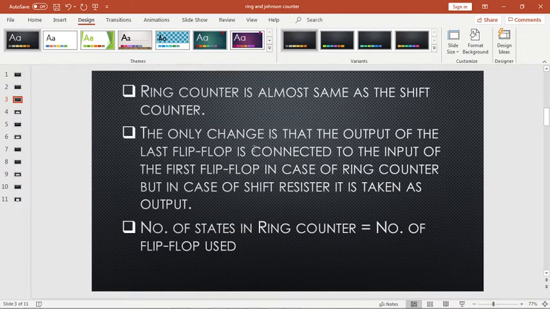The only change is that the output of the last flip-flop is connected to the input of the first flip-flop in case of ring counter, but in case of shift register, it is taken as output. The number of states in ring counter equals the number of flip-flops used.